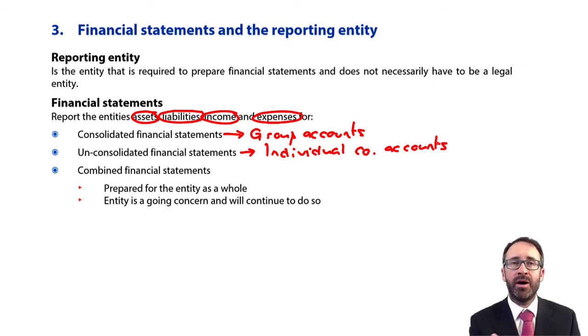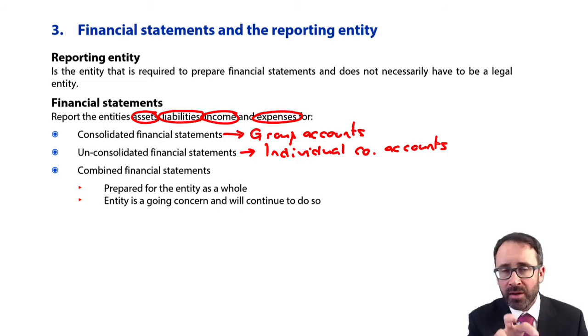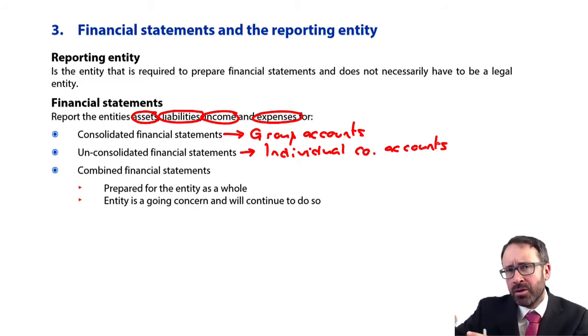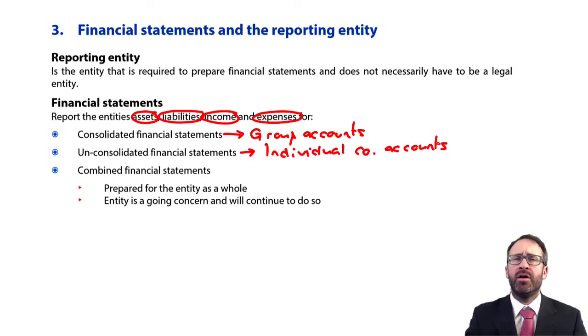The parent is going to prepare the parent's group account, but it will also give useful information to help the decision-making process if we show the individual account of the parent as well. We're not going to show the individual accounts of the subsidiary in P's accounts because S is a separate legal reporting entity, isn't it? So therefore, it will prepare its own accounts and have its own separate set of financial statements.